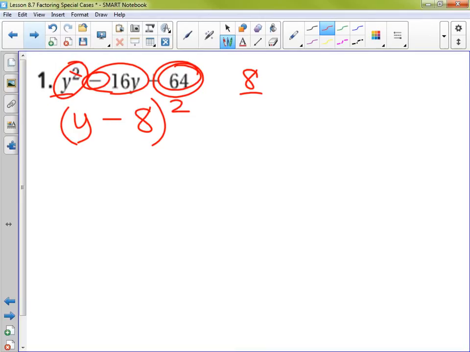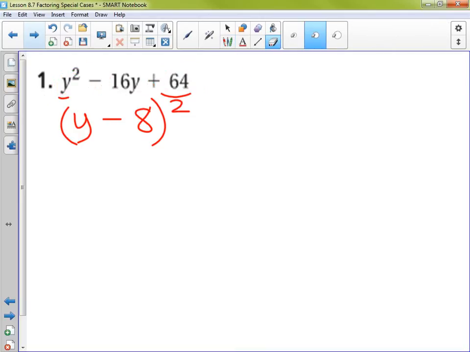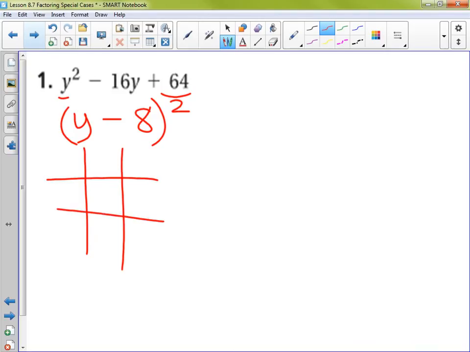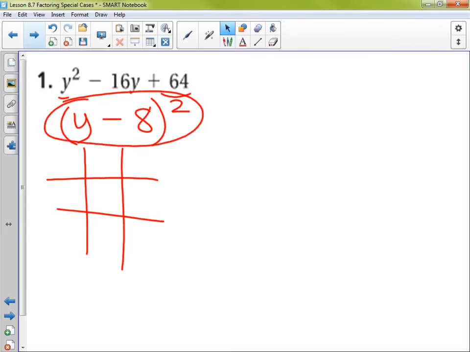Now again, as I said at the beginning, if you don't recognize the special cases right off and you want to factor it using the tic-tac-toe method, that's okay. But the more you recognize special cases, the easier they become and the quicker you can get through the problems.